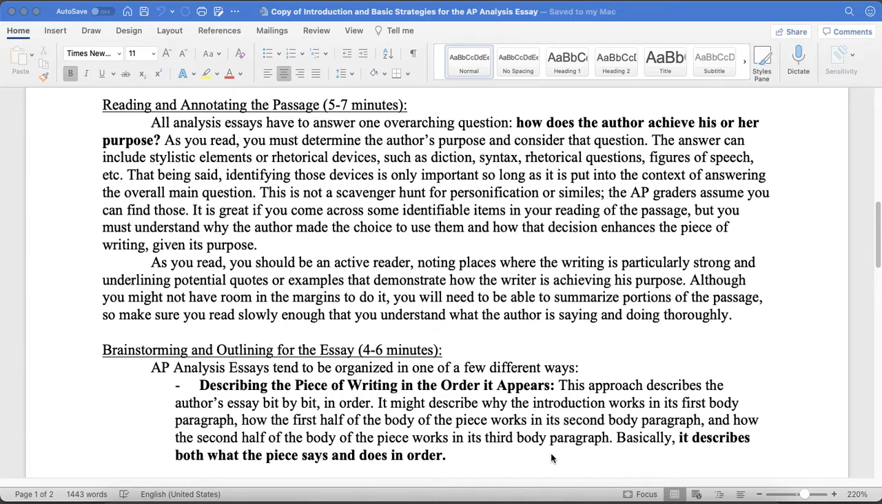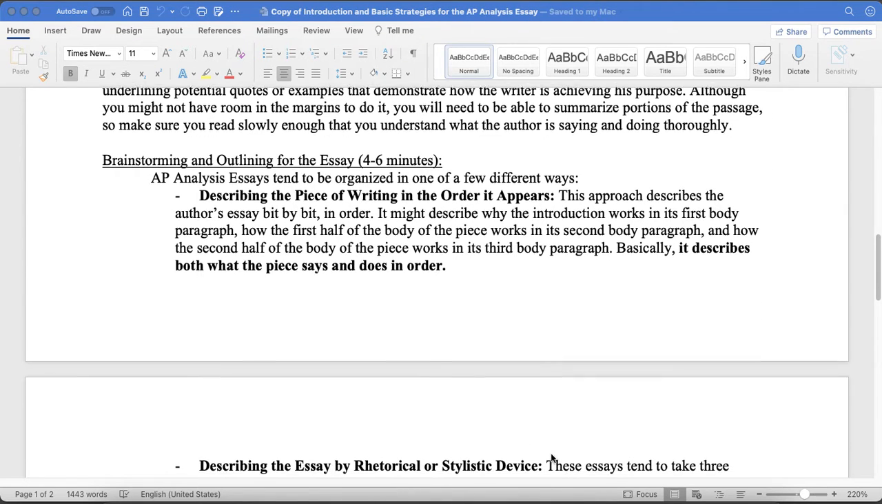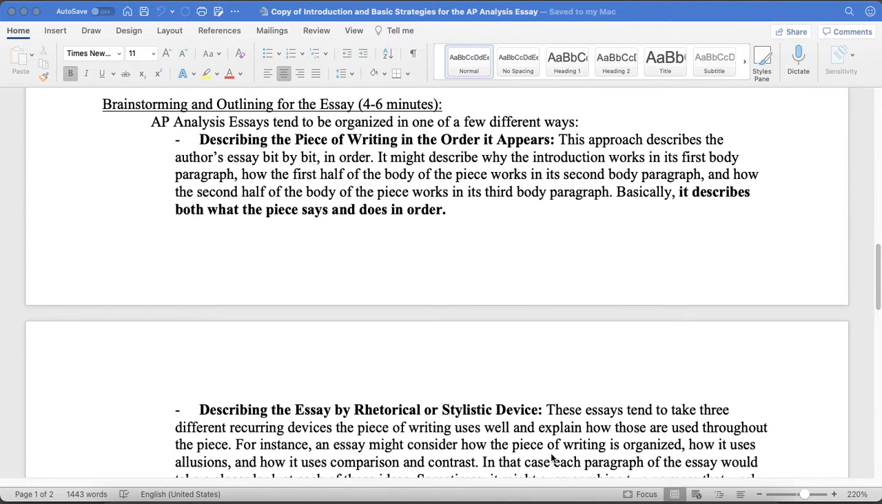But it's good to be an active reader, noting places where you see some things, so that then when you get to the outlining and brainstorming process, you have some ideas about what is relevant to share with the AP readers. Now, when you're trying to outline your essay, there are 3 different ways in which you ought to think about how to organize your essay.